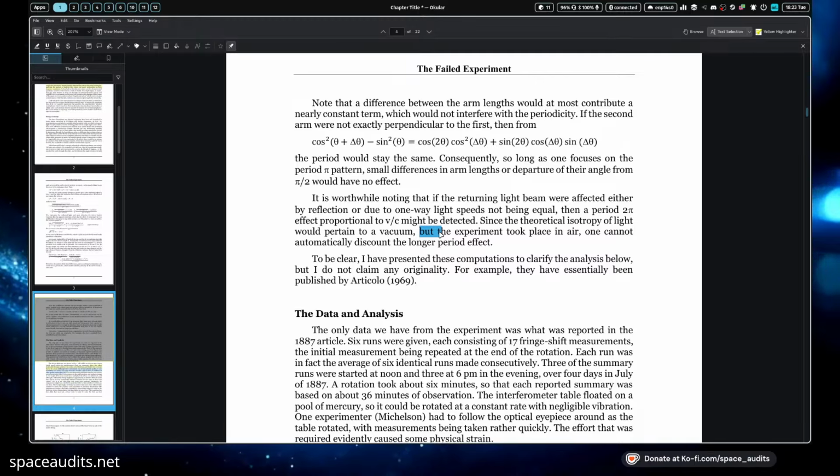So the modern reproductions of these experiments take place in a vacuum, where they take out essentially all of the ether in the vacuum, and it reduces the amplitude of the phase difference. So they get a lower velocity difference reading. So they interpret that as the speed of light being isotropic.